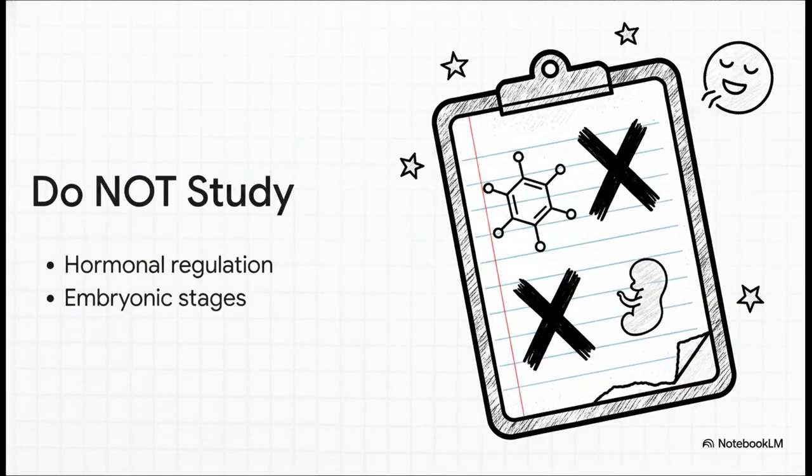To round out our explainer today, here are your final stress-relieving study hacks of what not to study. Do not memorize the specific details of hormonal regulation. And do not memorize the specific stages of embryonic development. Seriously, cross them right off your review checklist. Understanding the general function, the interactions between body systems, and the impact of the environment, that is what's going to score you the points on the Regents. You really don't need to know the names of every single hormone or the exact day-by-day cell count of an embryo.